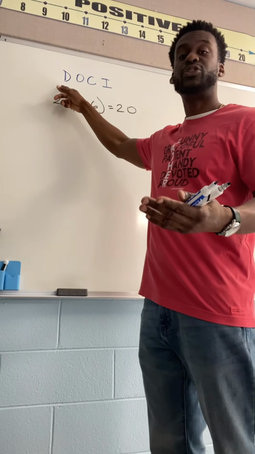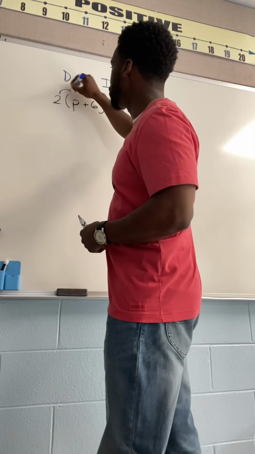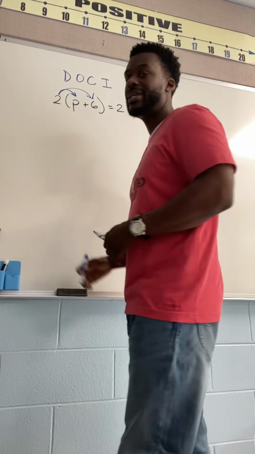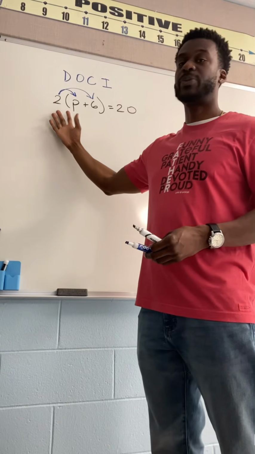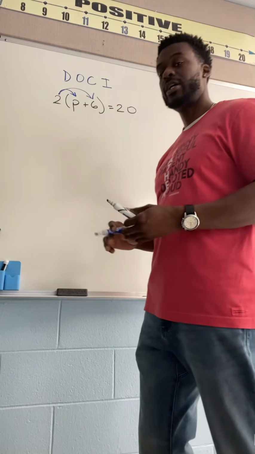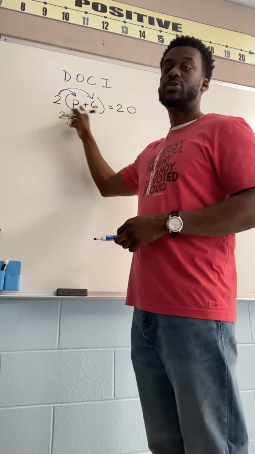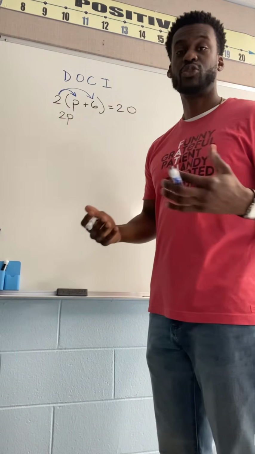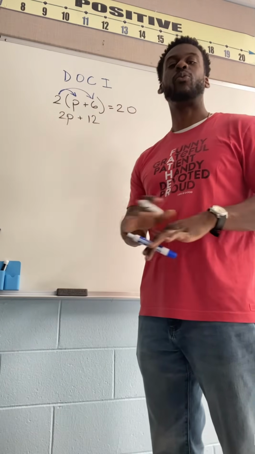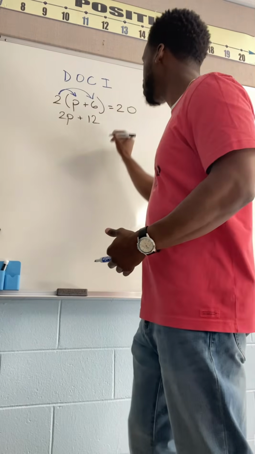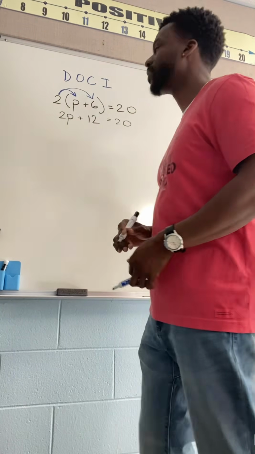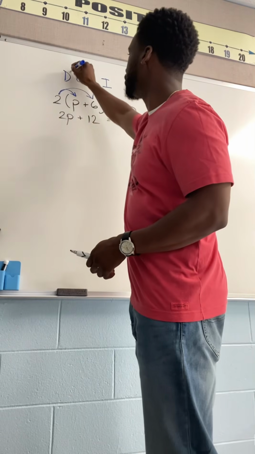So D stands for distribute. I'm going to start there. So I'll distribute the 2 to the p and to the 6. This is multiplication. 2 times p is going to give us 2p, and 2 times 6 is going to give us 12. And then I'll bring down whatever I didn't touch in the equation. So equals 20. Distribute is done.